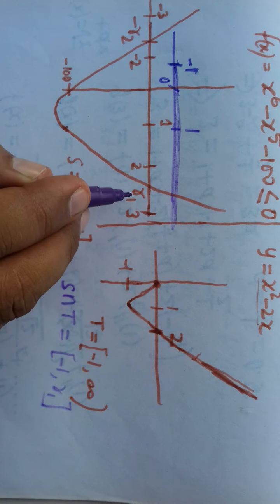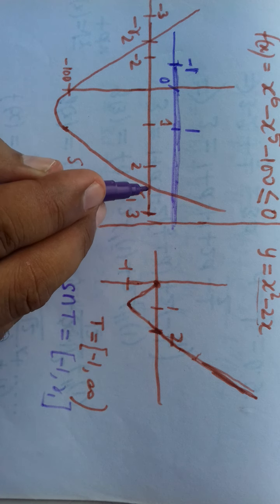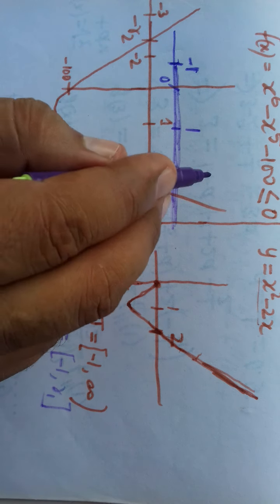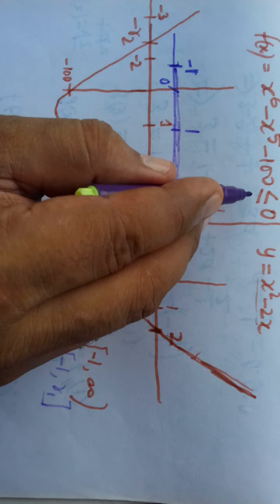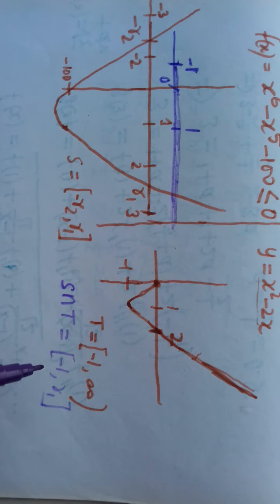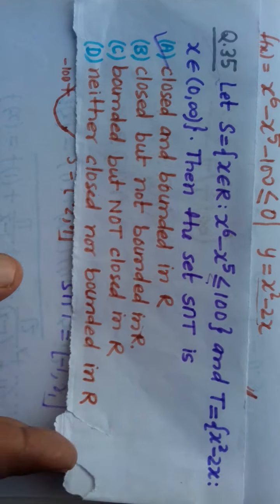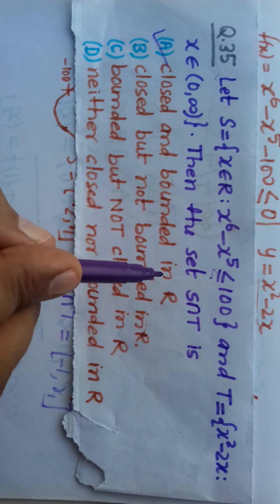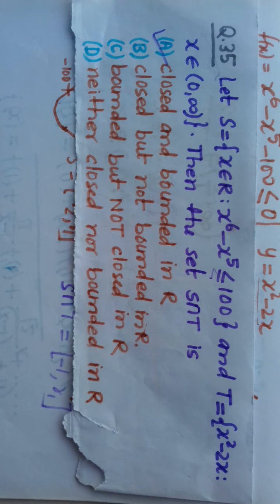r1 will be included because r1 is for the first graph, and in the first graph you see the sign of equality, so r1 will be included. So S intersection T is minus 1 to r1. You see that this set is closed as well as bounded. So the right option here is A, because in A you see closed and bounded in R.